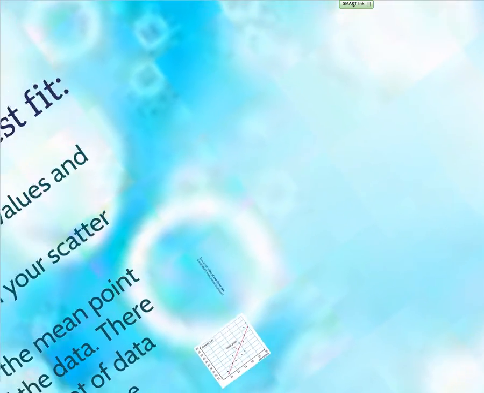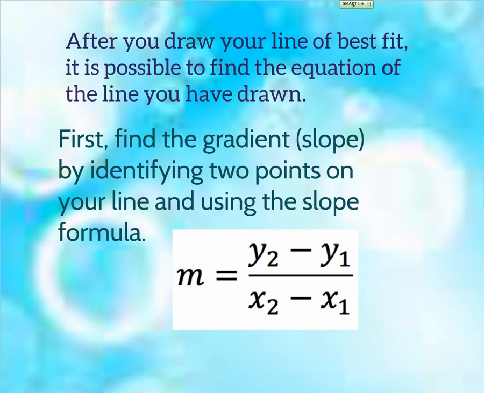So for the example, we're going to first calculate the slope, but we're going to use the same graph that we were just looking at. As I was saying, after you draw your line of best fit, it's possible to find the equation of the line you have drawn. First, find the gradient, also known as slope, by identifying 2 points on your line and using the slope formula. And again, I realize it's been a while since you've spent time writing equations of lines. So remember that the slope formula is y2 minus y1 divided by x2 minus x1, where x1, y1 and x2, y2 are just 2 points on our line.